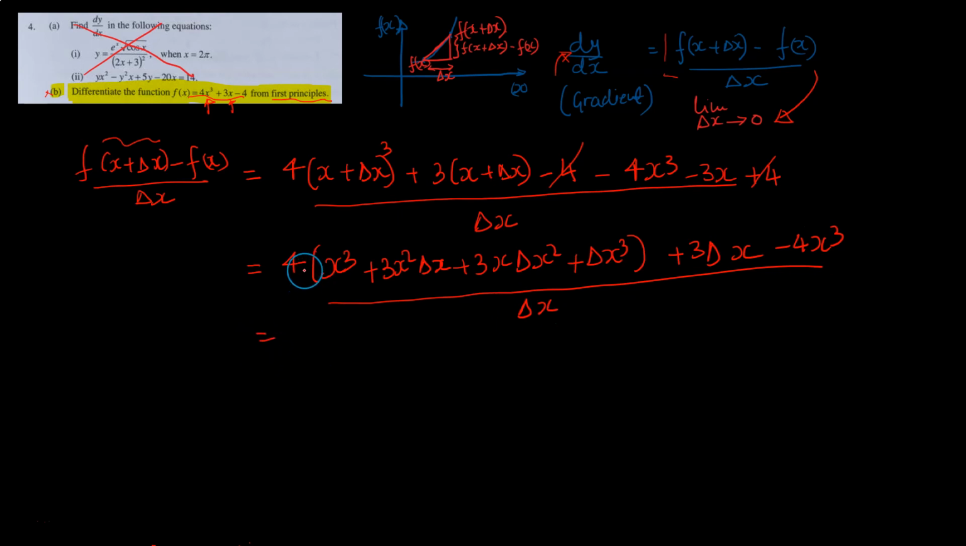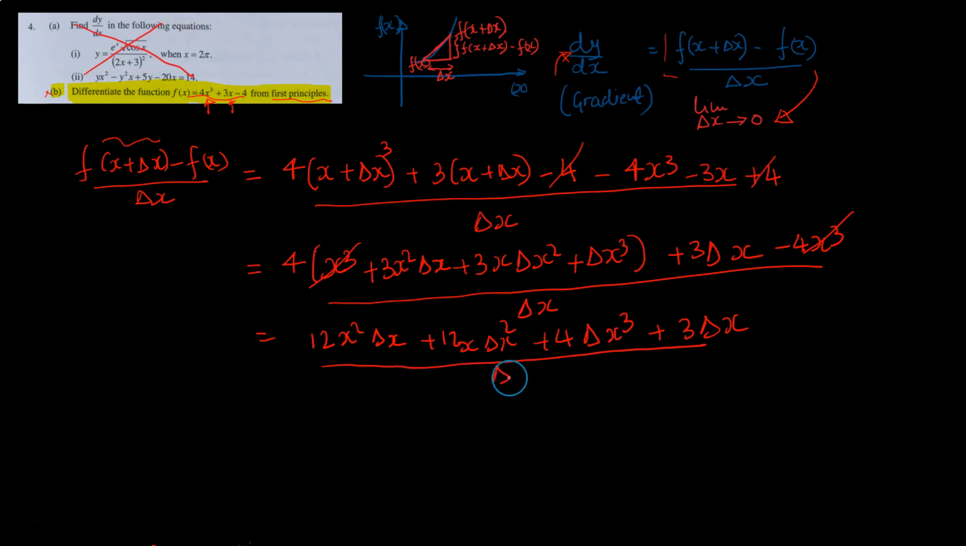Right, so I can see 4x cubed here and minus 4x cubed, so that will go, and then I'll have 4 times 3, so 12x squared delta x. Again, I'll have plus 12x delta x squared, and then I'll have plus 4 delta x cubed, and then what else do I have? I have plus 3 delta x. You need to take your time when you do this, and I would say triple check, because this is where it starts to go wrong.